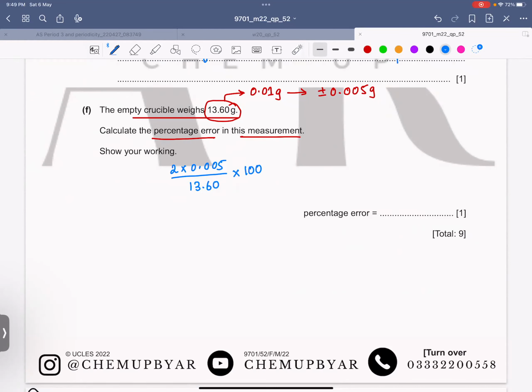Okay, let me tell you, if you have used the weighing balance, what would you do? First you press the tare button to make the reading 0, right? Yes. So when there is a 0, there must be an uncertainty of plus minus 0.005 over there. And then when we get this value, 13.6, there is an uncertainty of plus minus 0.005 over here as well. So that's why we take twice the least count, divide by the actual mass recorded, and multiply by 100. Is this clear to everyone?